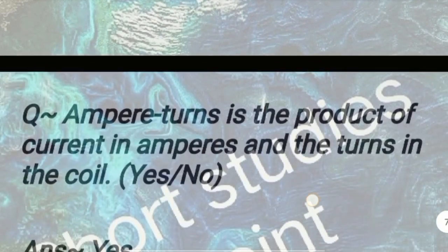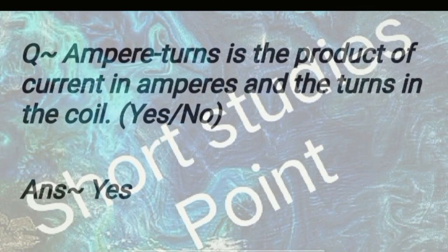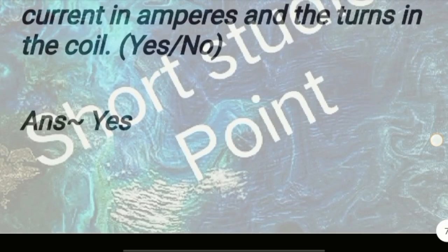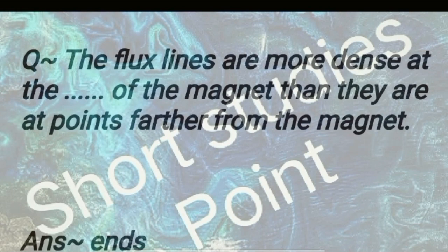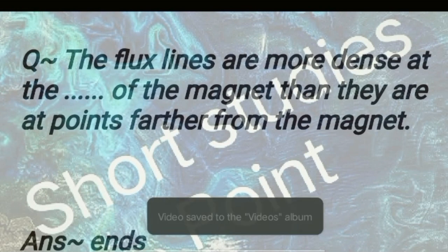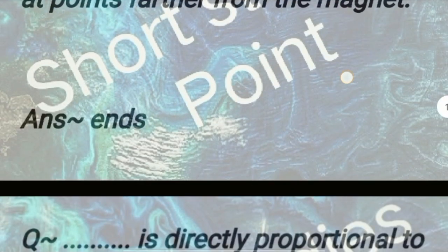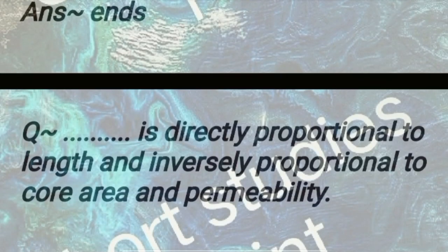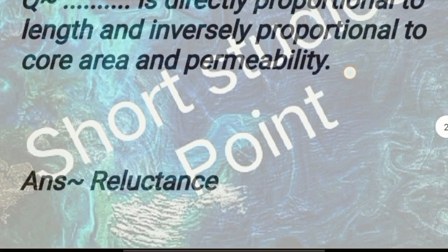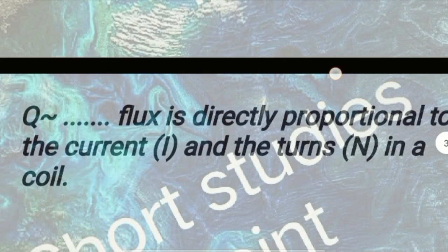Answer: flux density. Next question: ampere turns is the product of current in amperes and the turns in the coil. Answer: yes. Question: the flux lines are more dense at the dash of the magnet than they are at points further from the magnet. Answer: ends. Next question: dash is directly proportional to length and inversely proportional to core area and permeability. Answer: reluctance.